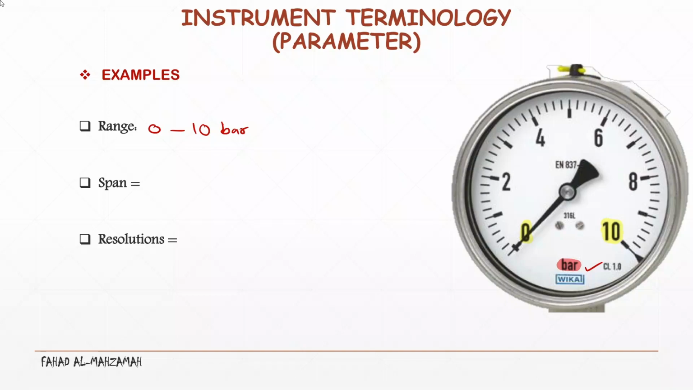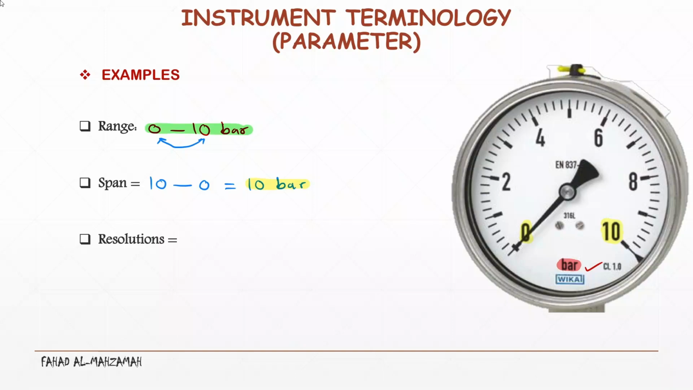Now, what about the span? The span is the difference between these two values. So you will say that maximum, which is 10, minus 0, which is the minimum, the span is 10 bar. You can see that in the span, there is only one value. It's a mathematical expression. And in the range, you mention two values in the answer.